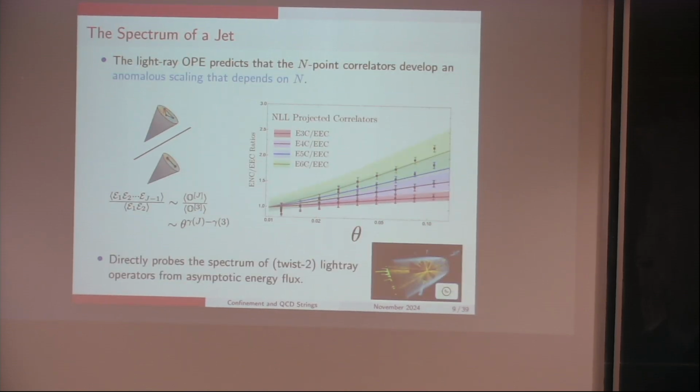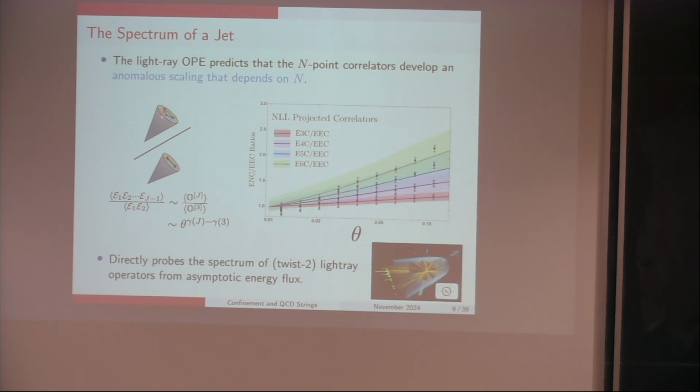And so another nice organizing principle of this light ray operator product expansion is it tells you the scaling behavior of generic J-point correlation functions. In particular, all it says is that a J minus 1 point correlator scales with the twist 2 spin J light ray operator. And so this can just be worked out in a relatively simple way.